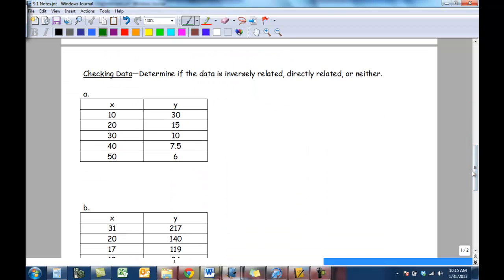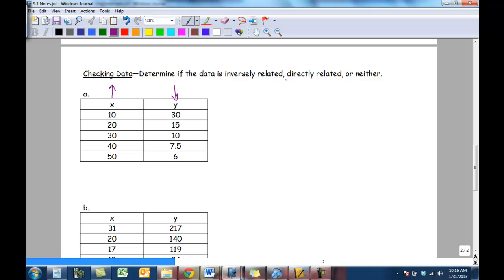Now, checking data. Here's this data. They want us to figure out, does this data vary inversely, directly, or neither? Now, so we have 3 choices here, but let's look at this data. What is our x doing here? X seems to be going 10, 20, 30, 40. It's going up. X is going up. What is y doing? Y is going 30, 15, 10. It's going down. So here's the thing. What is eliminated immediately?